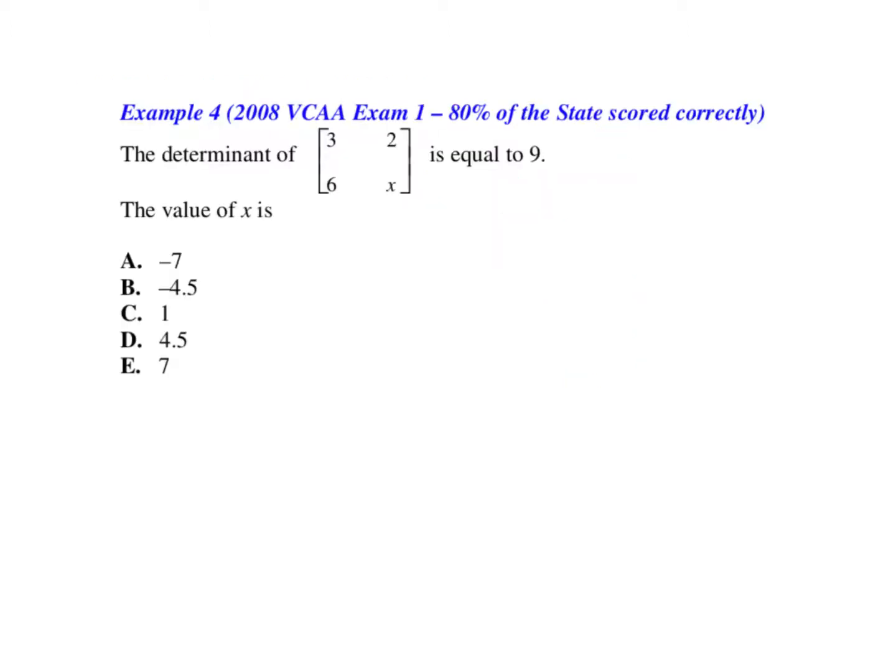Alright, so here's a couple of exam questions. So this is what you were asking before. Do you have to show your working out? You don't, but in this one, this is why you have to know how to manually work it out. So it says the determinant of this matrix is equal to 9. So the way you would find that determinant, you'd go 3 times x minus 2 times 6, and they said it equals 9.